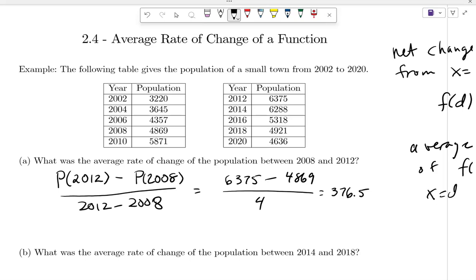Now let's think about what the units on this would be. The numerator, the top of your fraction, is number of people. What's the denominator? Years. So people per year. So the average rate of change is 376.5 people per year. Good.